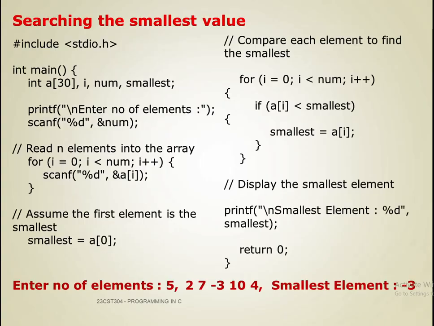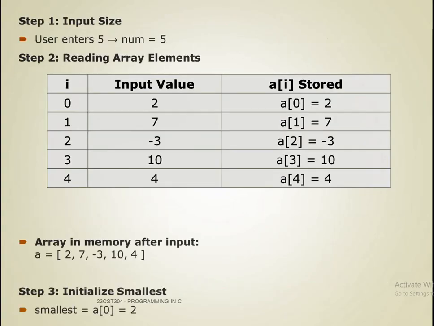From this we need to calculate the smallest element. In this input 2, 7, minus 3, 10, 4, what is the smallest value? It is minus 3. We know this, but how can the C program find it? So we first assume that the first element is the smallest element. Then smallest equal to a of 0. Therefore smallest equal to 2.